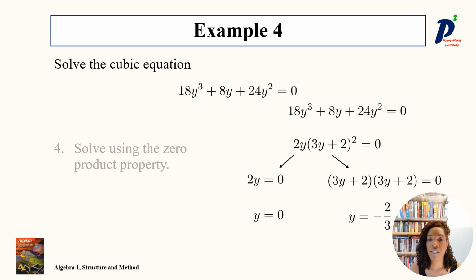Okay, now just as an FYI, that last one, 3y plus 2 equals 0, y equals negative 2/3, it happens twice, and it's called a double root. You may see more multiple roots as the degree of your polynomial gets larger and larger.